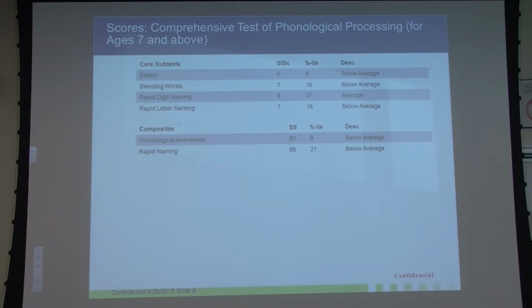So I'll talk about it. I say, remember the reasoning part of the test, how well she could think and reason, how that was all average? Well, now look, now we're way down here at the 9th percentile. And so then I explain this elision. I say, it's all auditory.